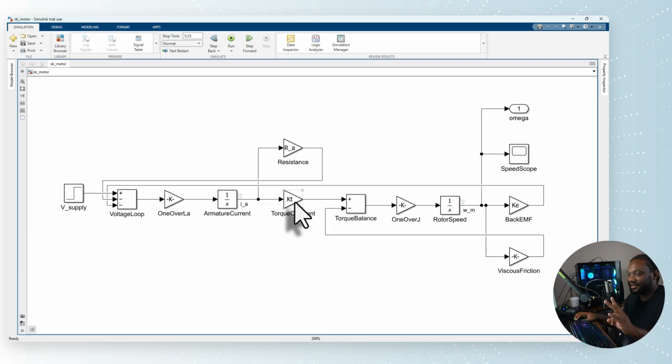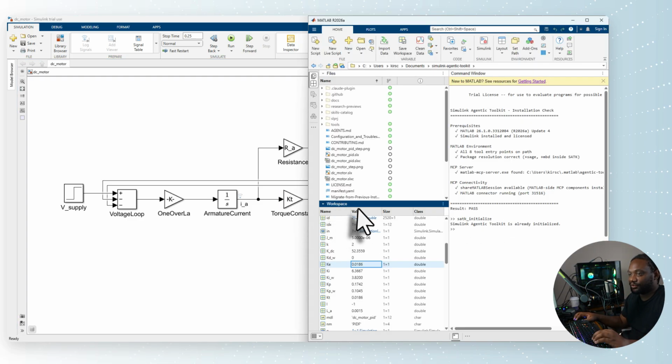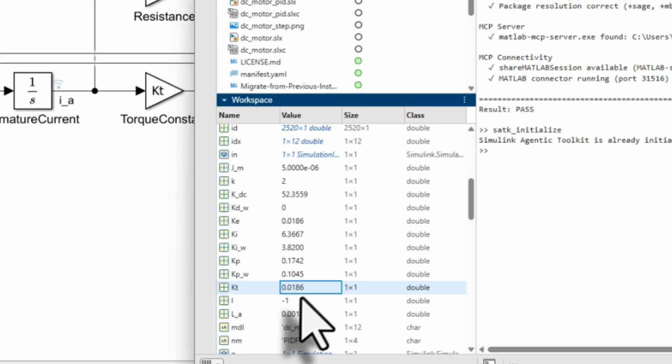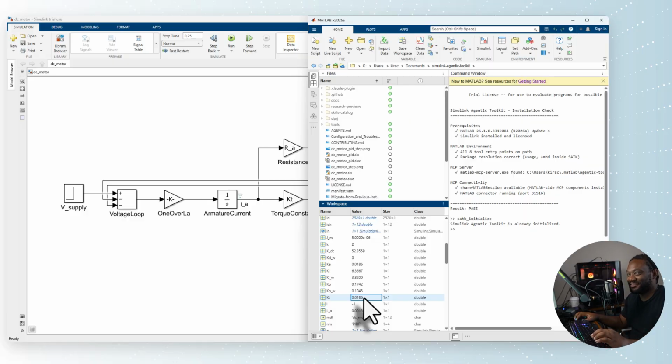So the next check is a physics check. The KT, the torque constant, and KE, the back EMF constant. If the AI faked some numbers, these would not be equal, but they are supposed to be equal. They're looking at the same energy, so to speak, from the mechanical side and from the electrical side. So let's go into MATLAB and look at the workspace values. Here we have KE 0.0186, and here we go, KT is also 0.0186. Good job. Physics pass.